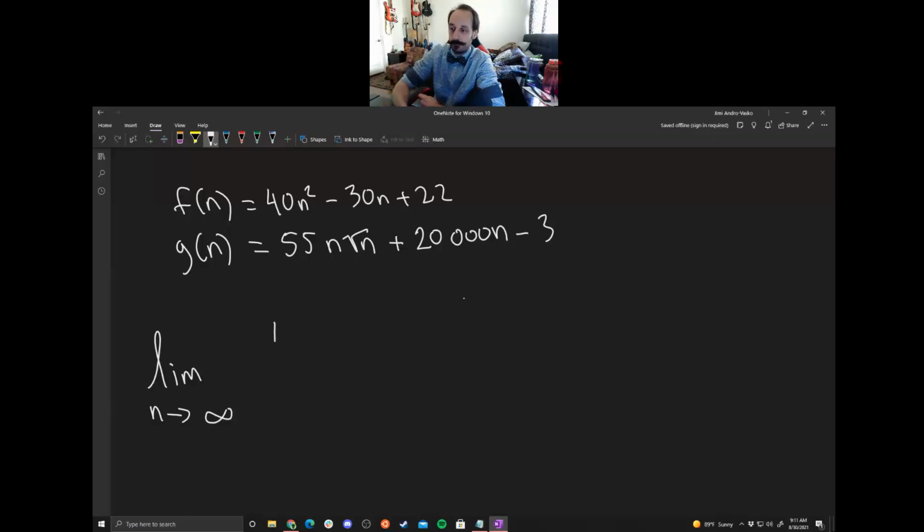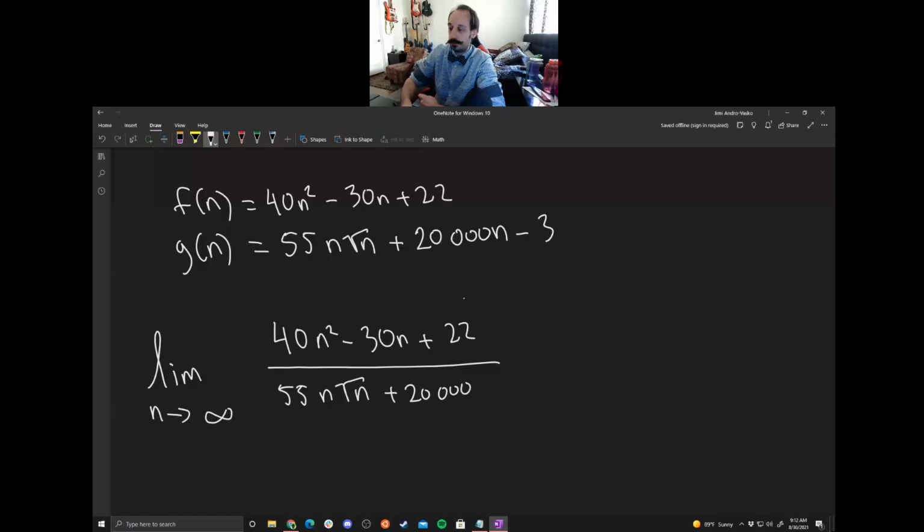So I'm going to try the following out: 40n squared minus 30n plus 22 over 55 n root n plus 20,000 n minus 3. Okay, well, let's do this. We set n to infinity, so we get infinity over infinity, which will give us 1, right? Easy. I mean, calculus would have been so much easier if that were the case. But unfortunately, remember from calculus that not all infinities grow at the same rate. So infinity over infinity is not going to be 1.